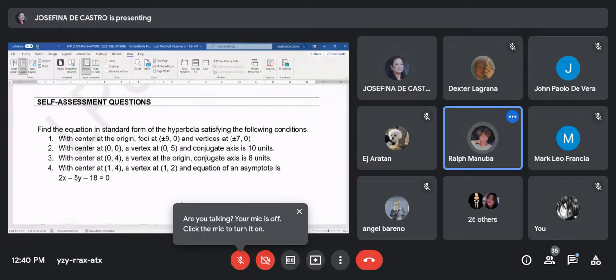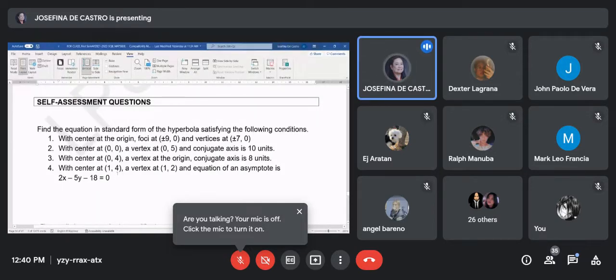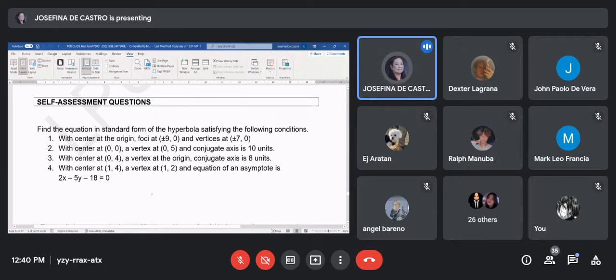Yung number 4 po. Yung number 4. Okay, sige, sagutan natin. So, center natin, 1, 4. Vertex, 1, 2. So, 1, 4, at saka 1, 2. So, si vertex ay nasa baba ni center. 2 units. Therefore, ang A ko is equal to 2. Question done.